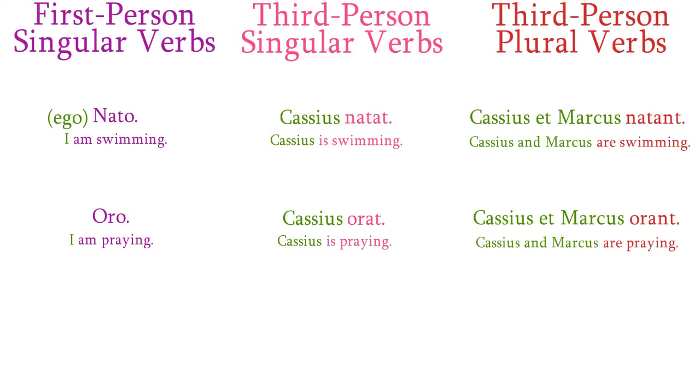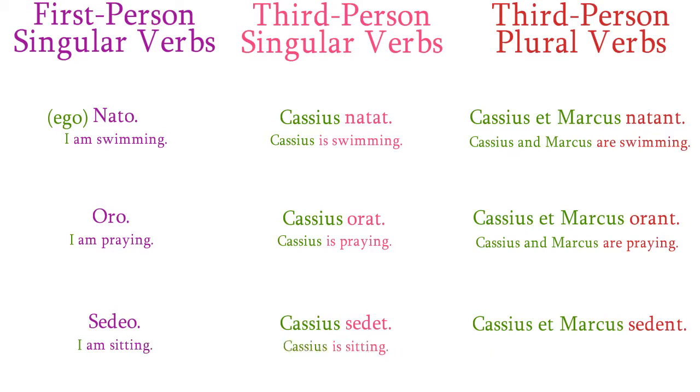As a final example, here are three sentences that include various forms of the Latin verb to sit. As in the previous examples, notice that the first-person singular verb ends with the letter O. This ending makes the first-person singular verb form fairly simple to identify in Latin.